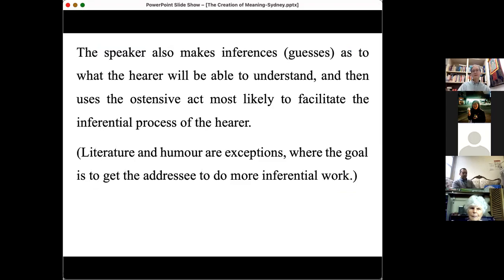The speaker, on the other hand, also makes inferences as to what the hearer will be able to understand, and then uses the ostensive act most likely to facilitate the inferential process of the hearer. That's the general case in conversation. In literature and humor, these are interesting exceptions because in literature and humor, you actually try to make the person do extra work, extra inferential work.